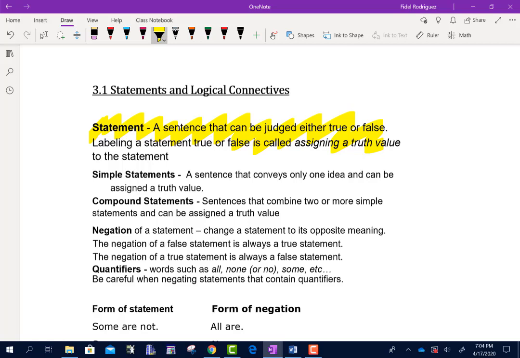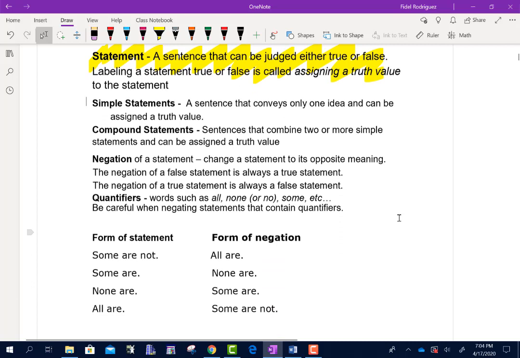If you were to say something like Barack Obama was the 44th president, Donald Trump is the 45th president, those are statements because you can judge them as either true or false. It's not a matter of opinion. A simple statement conveys only one idea and can be assigned a truth value. Compound statements are sentences that combine two or more simple statements and can be assigned a truth value.